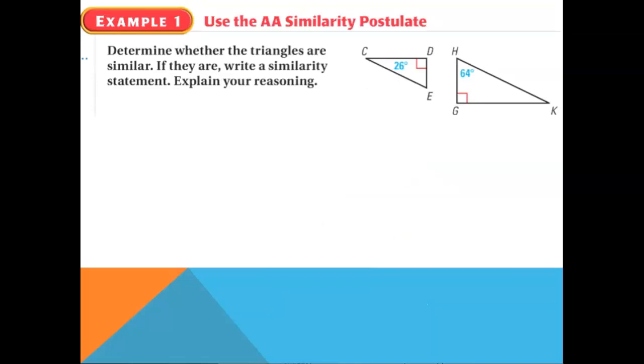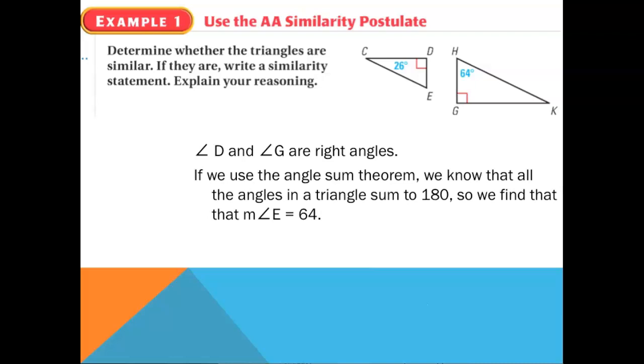Now let's go ahead and apply this. Here it says, determine whether the triangles are similar. If they are, write a similarity statement. Explain your reasoning. So in this case, we see we have angle D and angle G are right angles. And if we apply the angle sum theorem, we know that all the angles in a triangle sum to 180. So we find that the measure of angle E is going to equal 64.